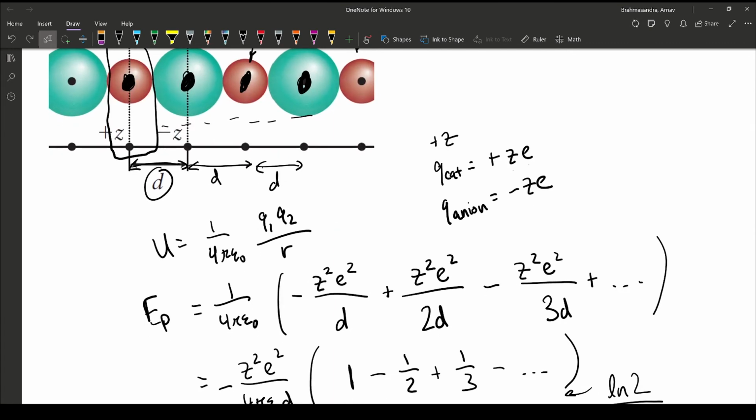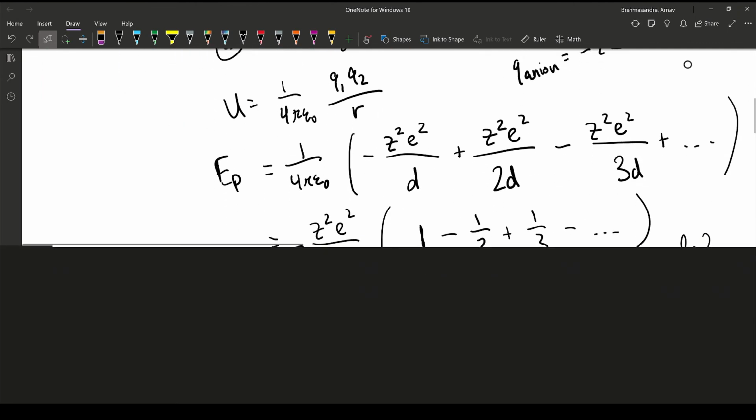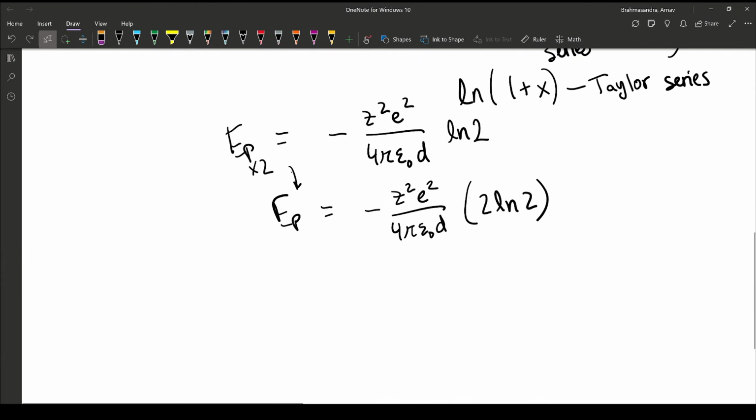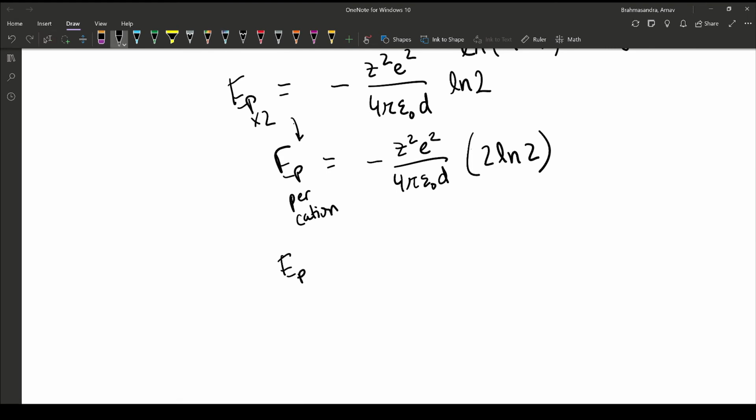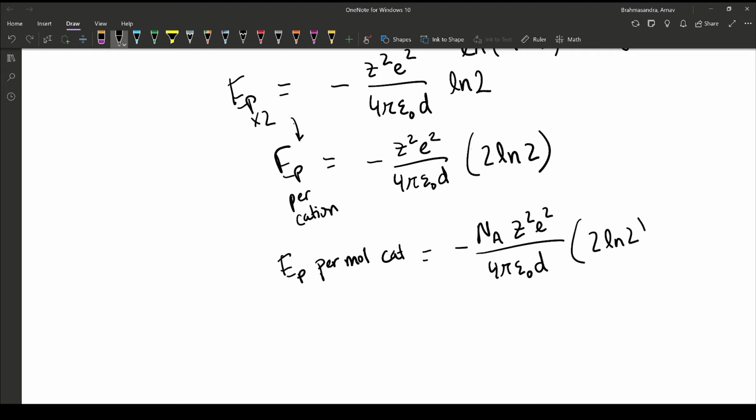But say we want the potential energy per mole of cation. What do we do? This is per cation, because we only looked at one cation, remember? So if we want per mole of cations, we just have to multiply by Avogadro's number. So we get minus Avogadro's number times z squared e squared over 4 pi epsilon naught d times 2 log 2. And this should look really familiar to the equation we saw in the previous video.